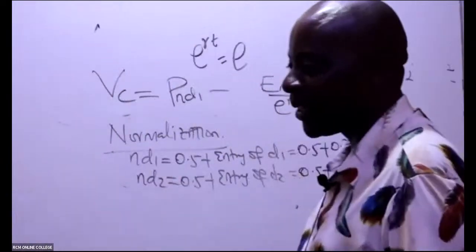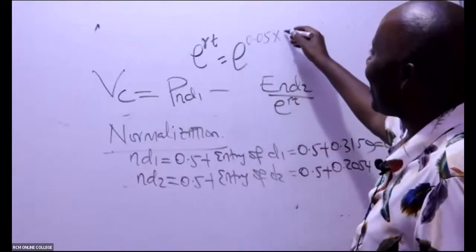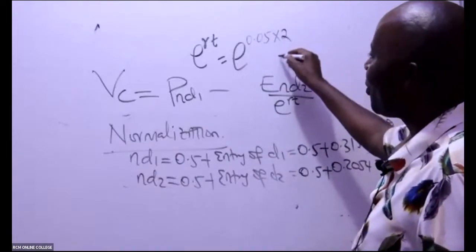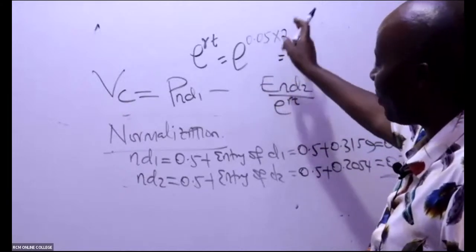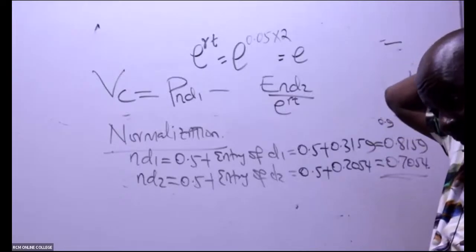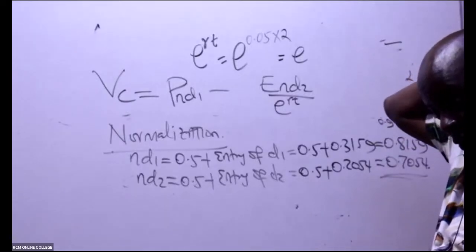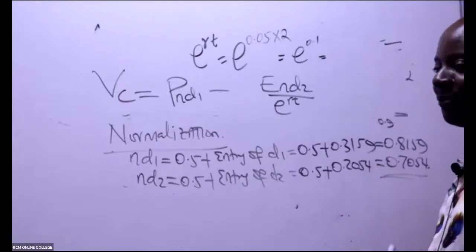It is 0.05, times T, and T is 2 years. So then this will be E raised to what here, somebody please? What is 0.05 times 2? We don't want to guess things. We are now tired. What is 0.05 times 2, I mean? Is it 0.1? 0.1.